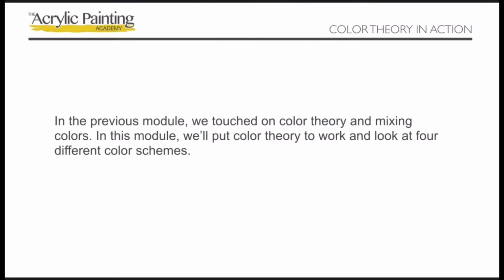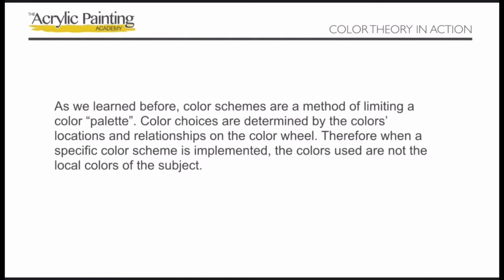In the previous module, we touched on color theory and mixing colors. In this module, we'll put color theory to work and look at 4 different color schemes. As we learned before, color schemes are a method of limiting a color palette. Color choices are determined by the color's locations and relationships on the color wheel. Therefore, when a specific color scheme is implemented, the colors used are not the local colors of the subject.